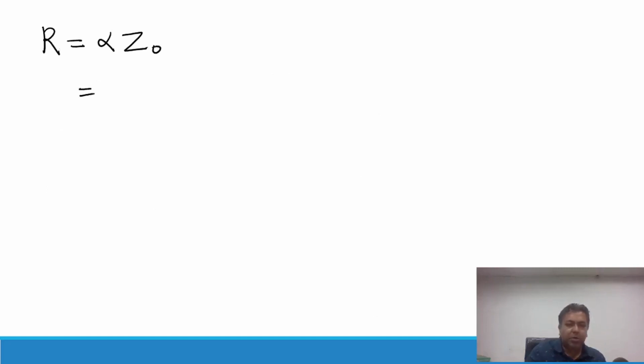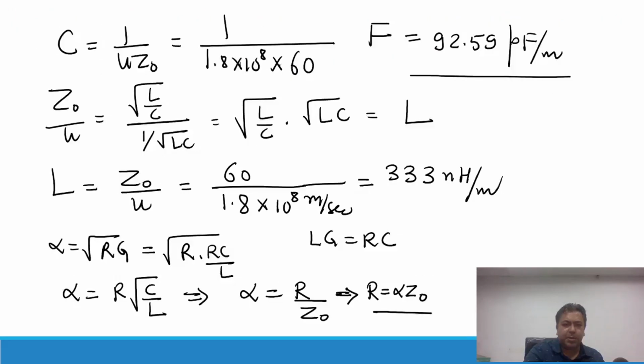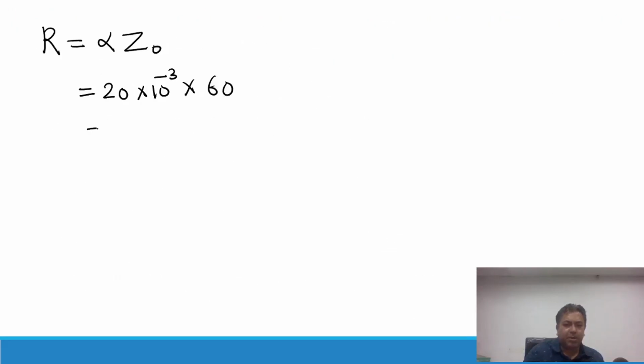Now the calculation is quite simple for us, because alpha we already know, 20 millineper per meter, 20 into 10 to the minus 3, and Z naught is also with us. How much is it? 60, I think. Let me check once again. Yes, it is 60. So we can multiply this. R is 20 into 60, which is 1200. 1200 divided by 1000 is none other than 1.2. So the value of R is 1.2 ohm per meter.